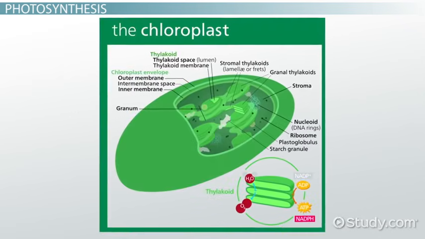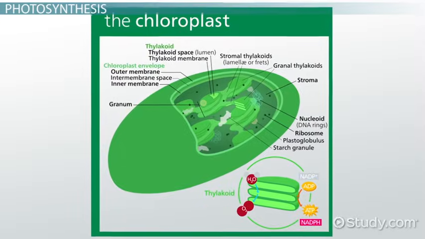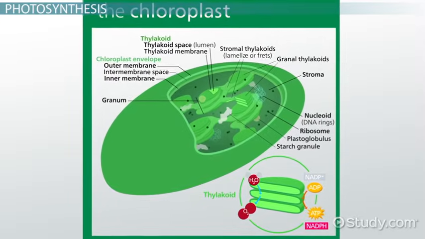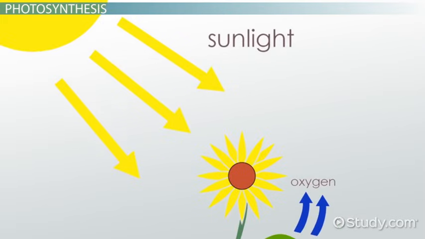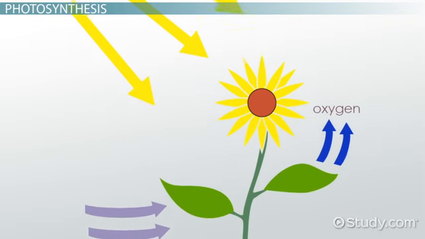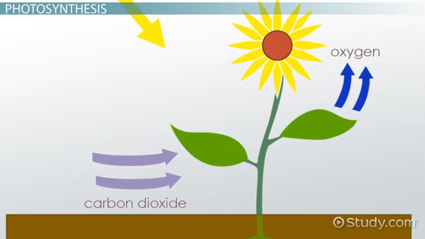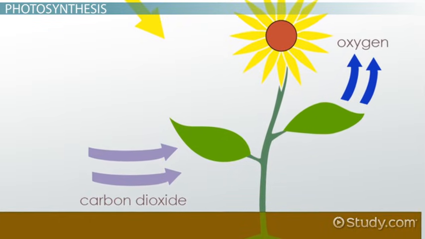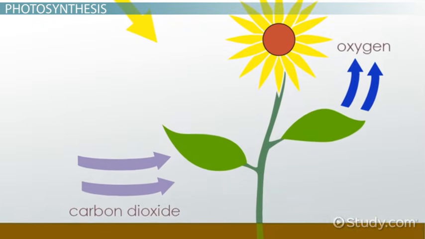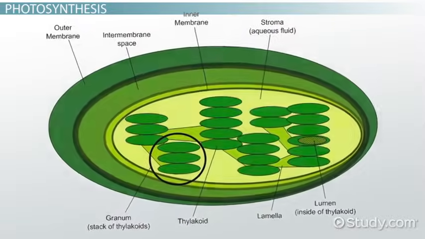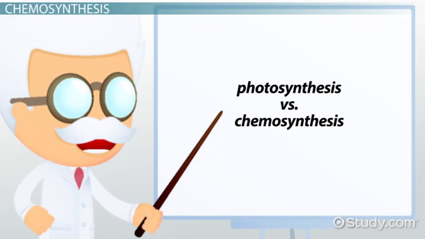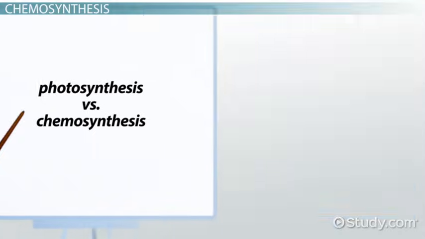Think of them as the place where the raw ingredients are cooked, sort of like an oven in our kitchen. So, to summarize, photosynthesis uses light energy to convert carbon dioxide and water into carbohydrates, which are sugars, and oxygen within organelles called chloroplasts. Keeping this in mind, let's compare photosynthesis to chemosynthesis.